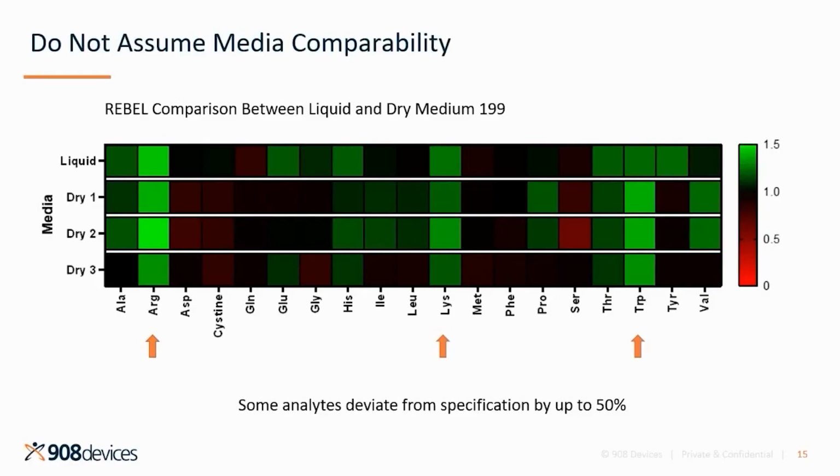Both leucine and phenylalanine were the most consistent amino acids. They both deviated less than plus or minus 10% of the formulation value across all 4 medias tested. On the other hand, arginine, lysine, and tryptophan all exhibited variations greater than plus or minus 20%.